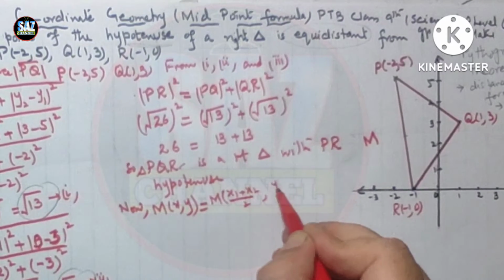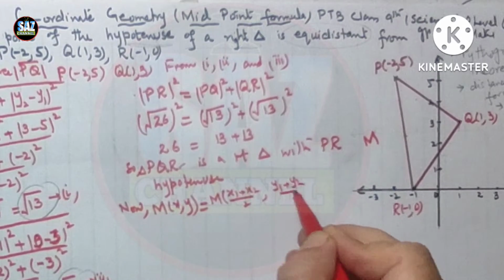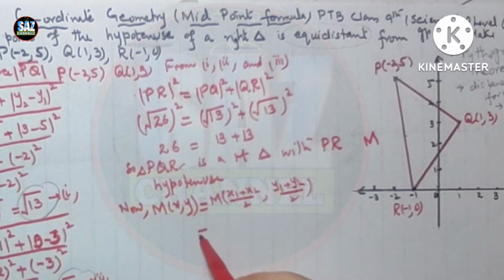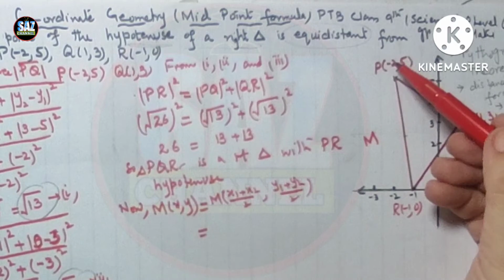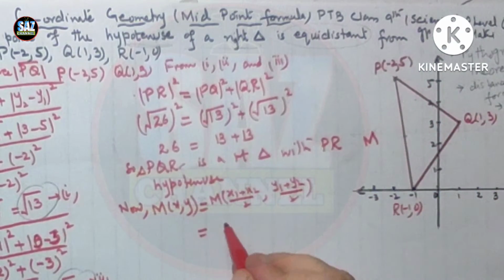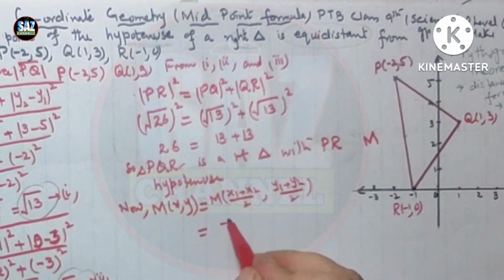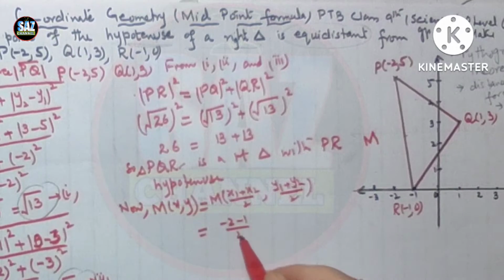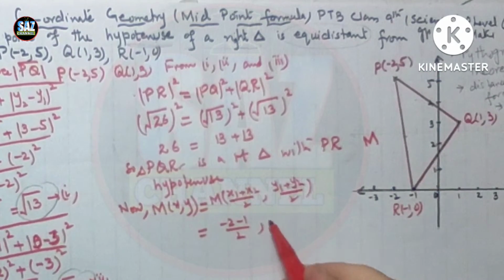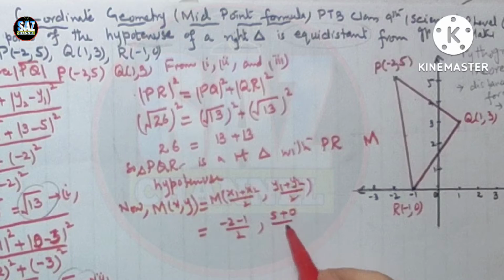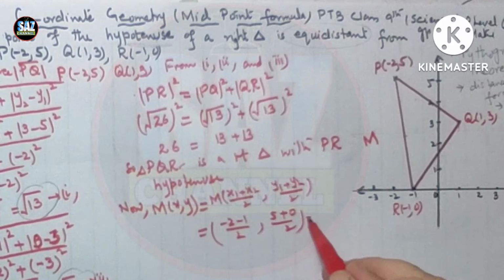-2 and -1, -2 -1, minus 2 minus 1 by 2 comma 5 plus 0 by 2, and this will give me minus 3 by 2 and 5 by 2. Now the second problem has been solved.